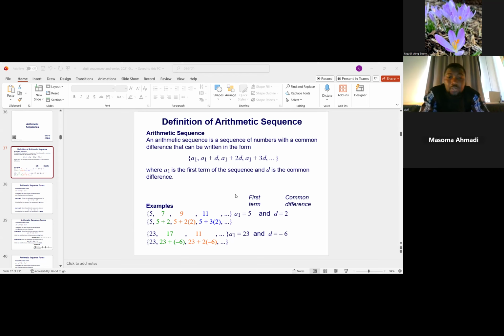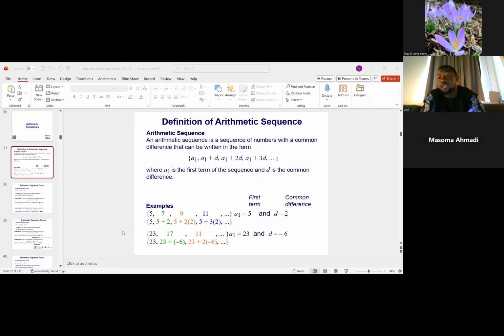So the example you see here: 5, 7, 9, 11. 5 is the first term. Now, what is going to be the second term? It is 5 plus the common difference, which is 5 plus 2. You can see that in a different color, in green. If you want to get the third term, it is 5 plus 2 times the common difference. If you want to get the fourth term, it is 5 plus 3 times the common difference. And that is how the sequence continues. You can build it.